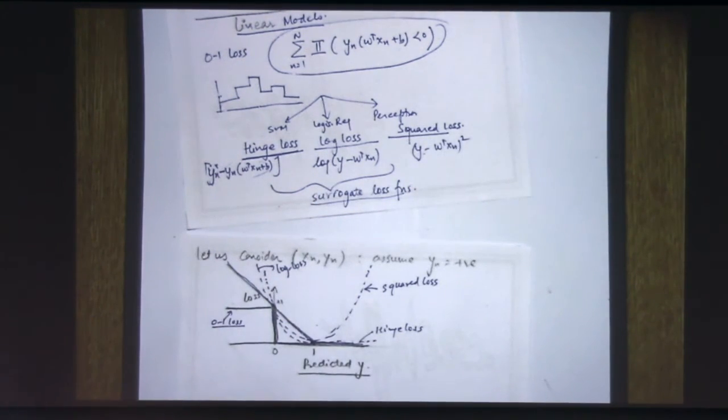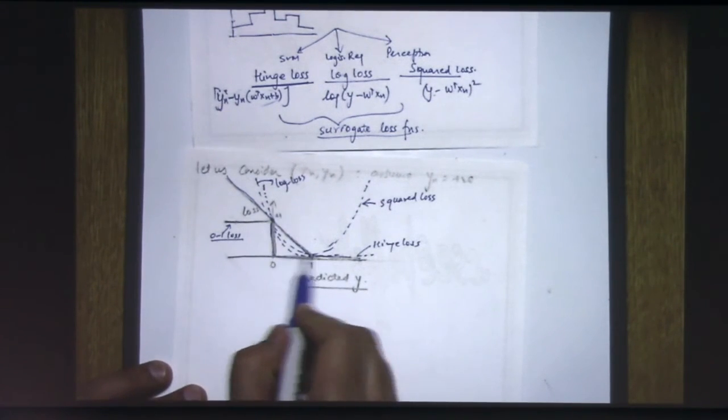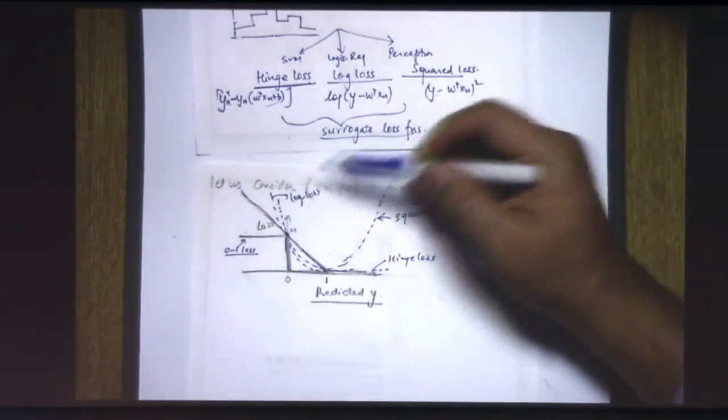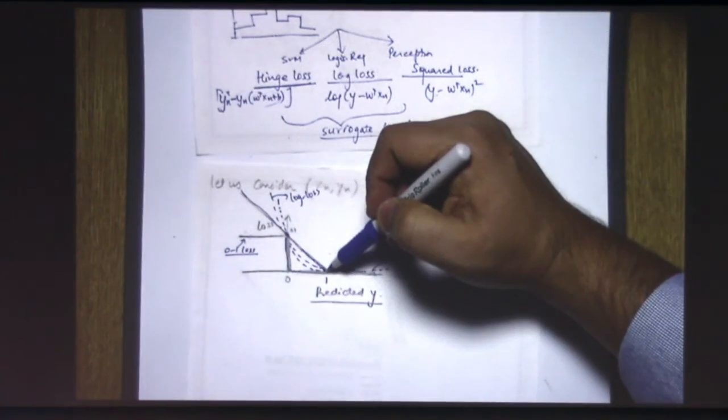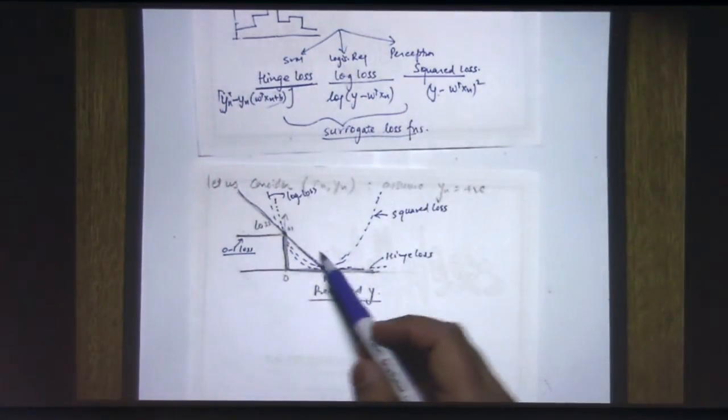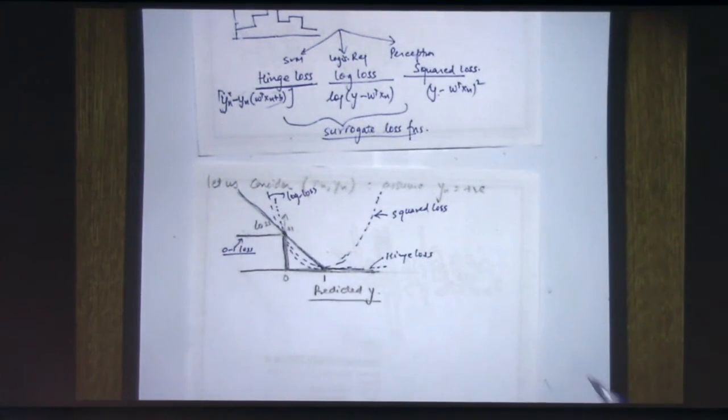So the point behind this very ugly plot that I have drawn here is that the true loss that you want to optimize is the 0, 1 loss, but it is hard to optimize. So what we do is, all of these different methods use a surrogate loss function which have different shapes. So hinge loss has a shape like this, log loss has a shape like this, and squared loss has a shape like this.